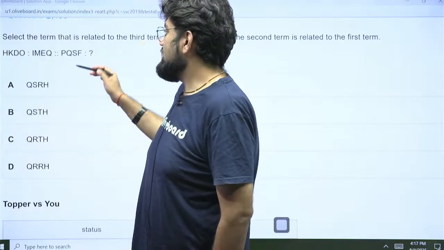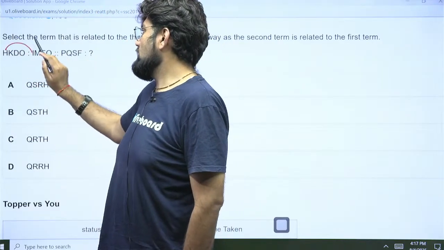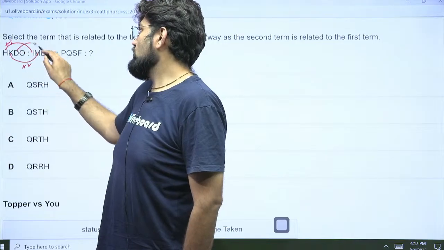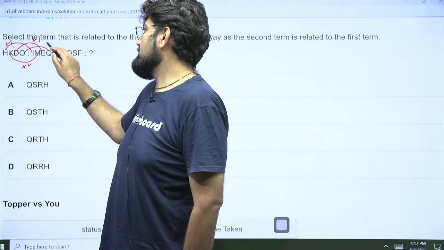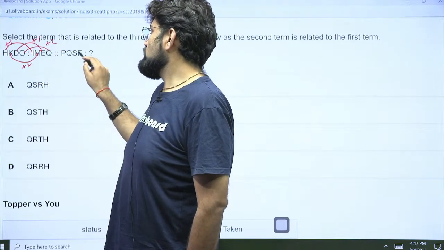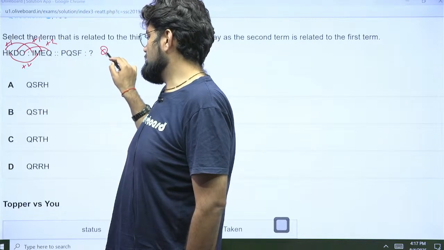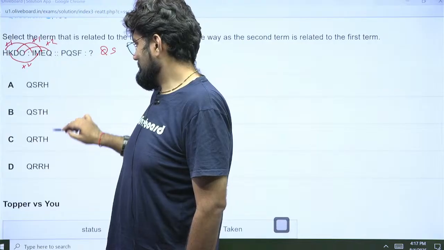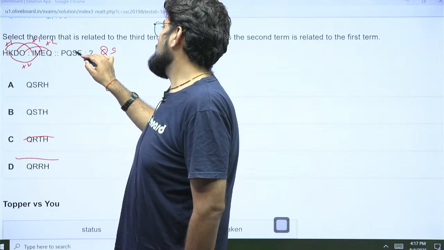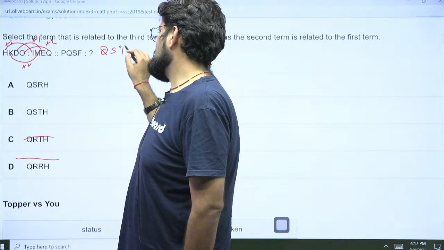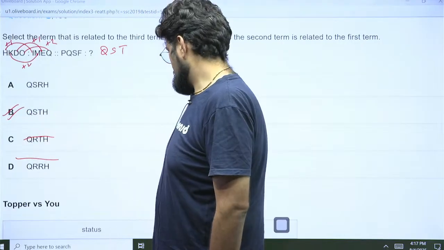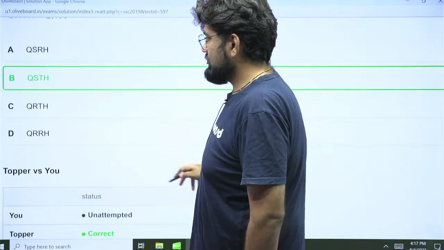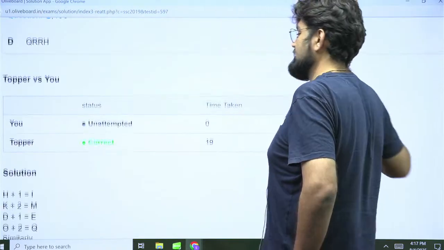So what needs to be done here? So we can see 8, 9, plus 1, 11, 13, plus 2, 4, 5, plus 1, 15, 17, plus 2. So plus 1, plus 2, plus 1, plus 2, 16, 17. We'll start with Q, 17, 19 S, and 19, 20 T. Option B is the right answer. Okay. 19 seconds. Very good. Nice.